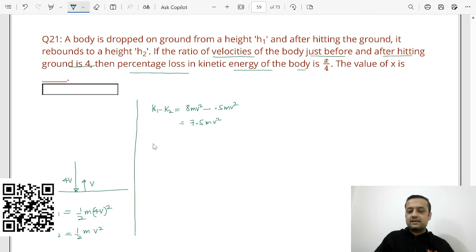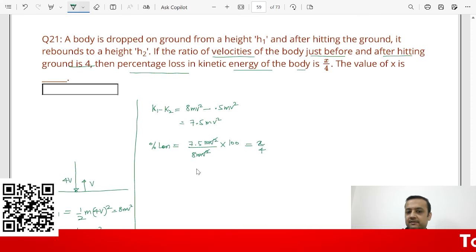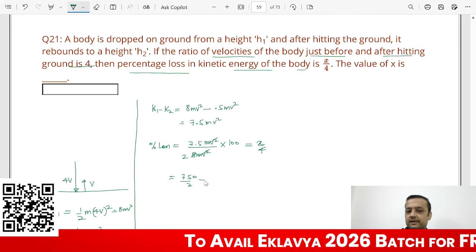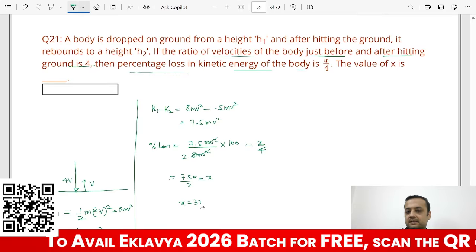This is the loss in the kinetic energy. So we have to convert that into percentage. So how will you find percentage loss? That will be loss upon initial value. So 7.5 mv square divided by 8 mv square. Basically this value is 8 mv square. And this is the fractional loss, multiplied by 100 it will give you the percentage loss. Now this value has been called x by 4 in the question. So basically mv square will get cancelled. This 4 will make it 2. That will be 750 divided by 2. That means x will be 375.